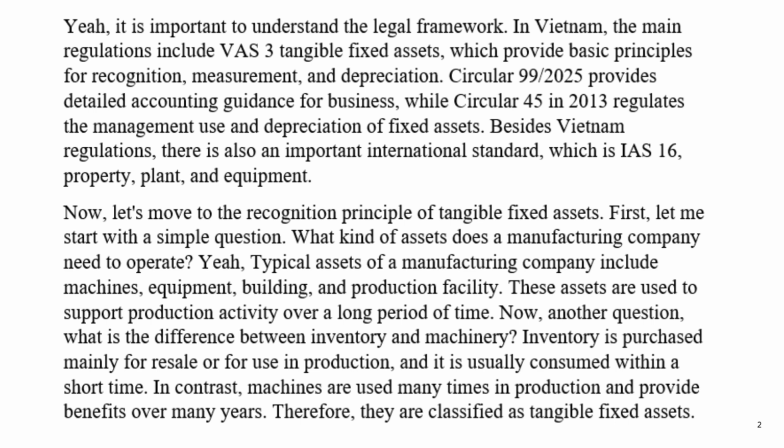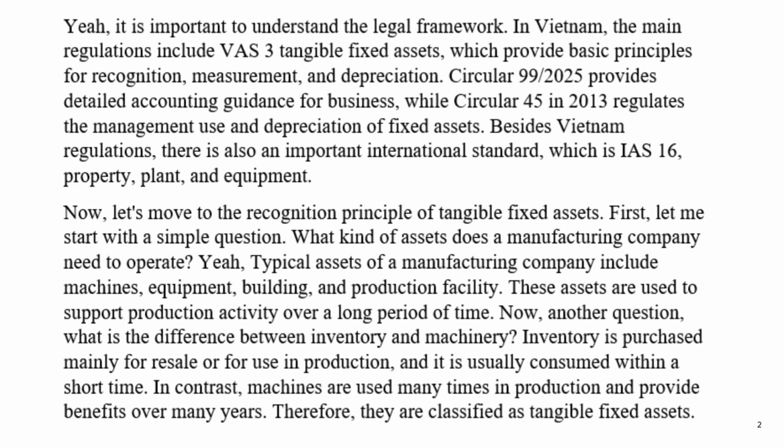Now, let's move to the recognition principle of tangible fixed assets. First, let me start with a simple question. What kind of assets does a manufacturing company need to operate? Typical assets of a manufacturing company include machines, equipment, buildings, and production facilities. These assets are used to support production activity over a long period of time.